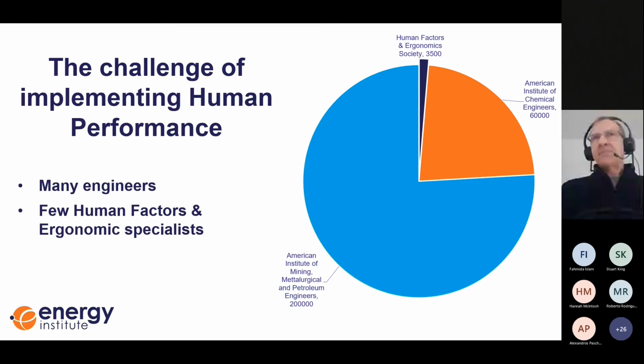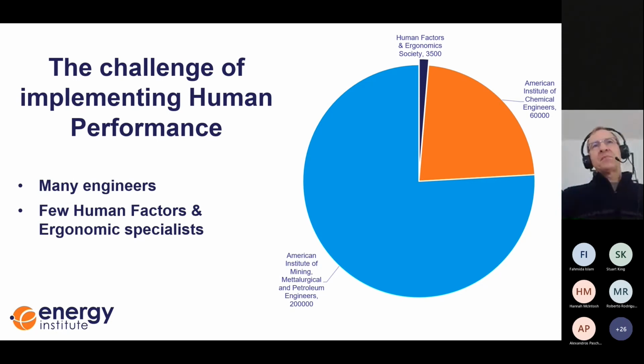The key challenge here is that, taking some data from America, the American Human Factors Ergonomic Society has about 3,500 members. The American ICME, 60,000 members. The American Institute of Mining, Metallurgical and Petroleum Engineers, 200,000 members. You've got 700 engineers for every one human factor specialist there in America. And the human factor specialists don't all work in the energy sector. They often work in consumer products, aviation, transport, defense. So the ratio of engineers in the energy sector to human factors people is probably greater than 700 to 1.